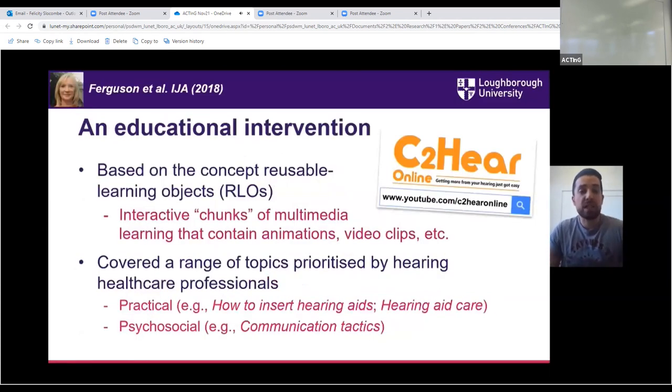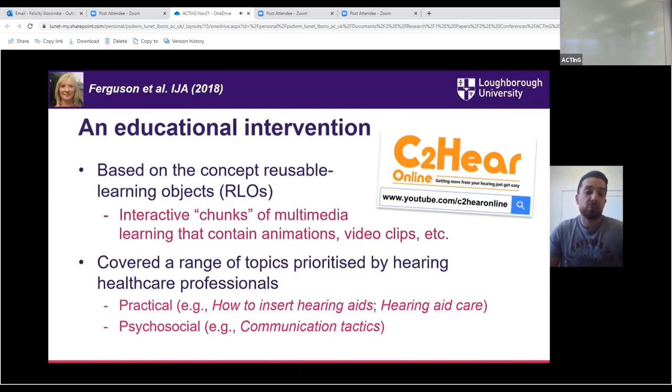Now, to combat this, the team in Nottingham developed a series of educational reusable learning objects, or RLOs for short. RLOs are, simply put, interactive chunks of multimedia that contain animations, video clips, patient testimonials, and a lot more. If you'd like to access these, they are freely available on YouTube via the link I'm showing you on the slide. The videos contained a range of different topics which were prioritized by hearing healthcare professionals and patients.